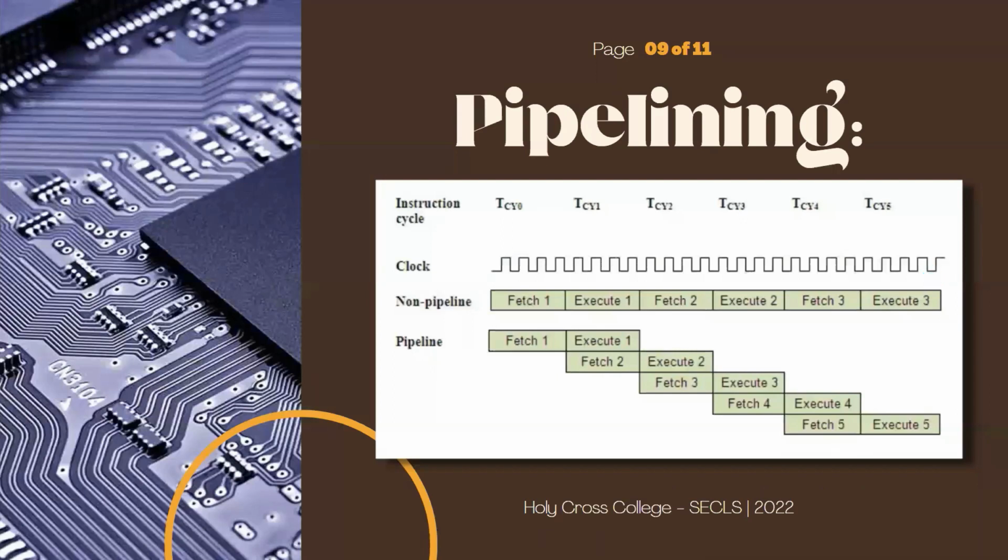And the next table is the pipelining of the PIC. As you can see, the PIC can fetch, and at the same time it can execute the previously fetched data. For example, it fetches one, and then in the next cycle it executes fetch one, and at the same time it fetches the second data, and so on and so forth.